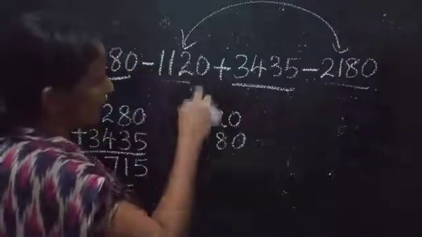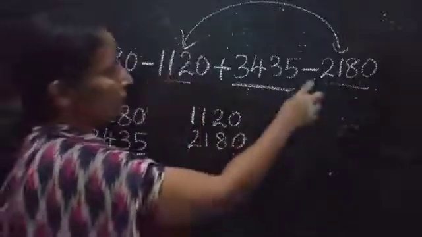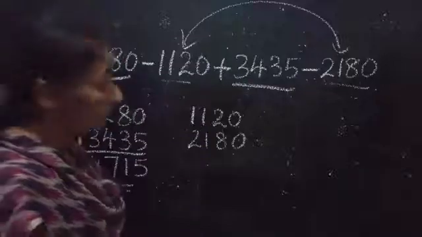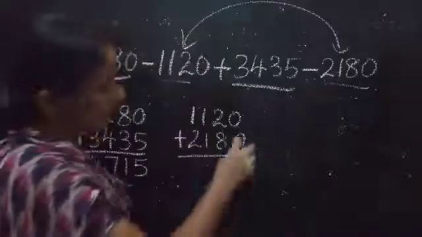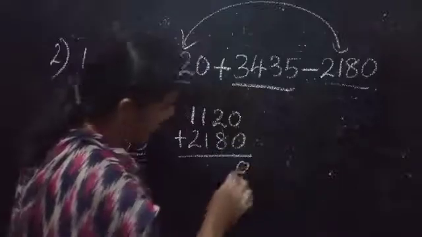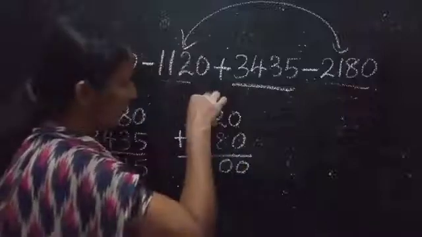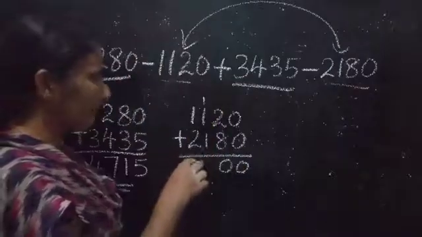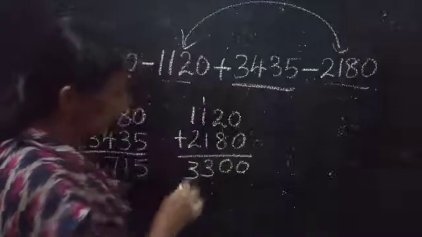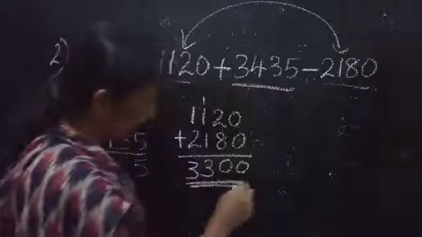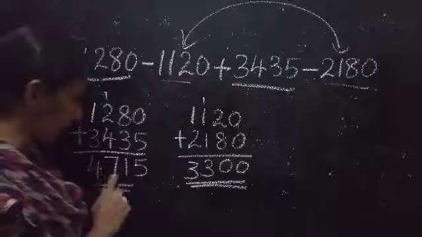This is 1,120. This is 2,180. Both are having the minus symbol. So we will add first these two numbers. 0 plus 0, 0. 8 plus 2, 10, 0 here. 1 carried over. 1 plus 2, 3. 2 plus 1, 3. So here we are getting the answer as 3,300. Here we got 4,715.